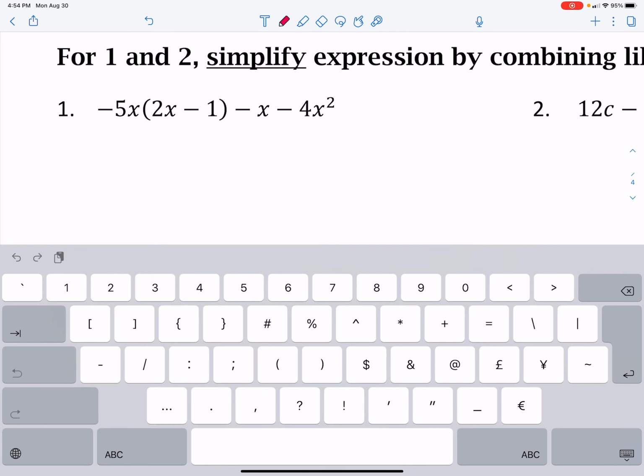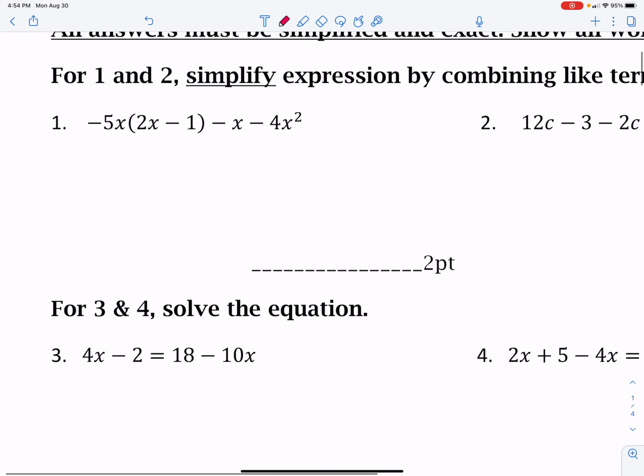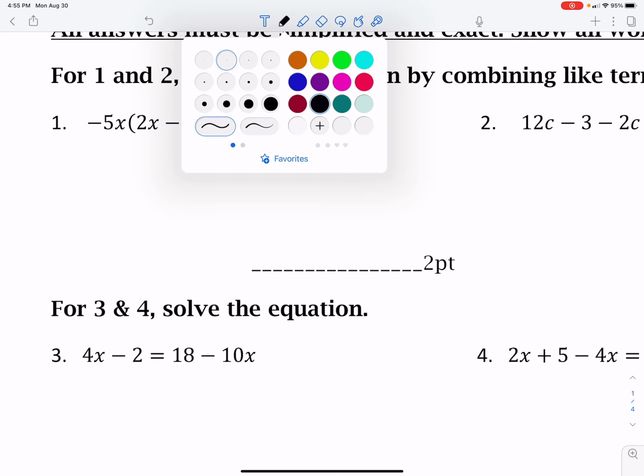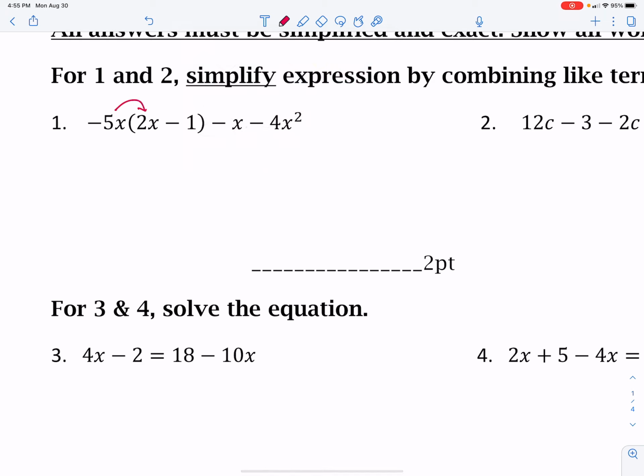For number 1 and 2, we are simplifying expressions and combining like terms, okay? Remember that word expression means that there is no equal sign, all right? So to simplify, first thing we want to do is see if we can combine what's inside the parentheses, which we cannot because one has an x, it's a variable term, and the other one does not have an x, so those cannot be combined. So for distribution in that case, we're going to distribute what's on the outside to be multiplied to everything on the inside.